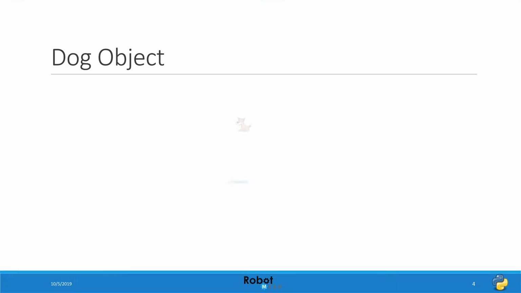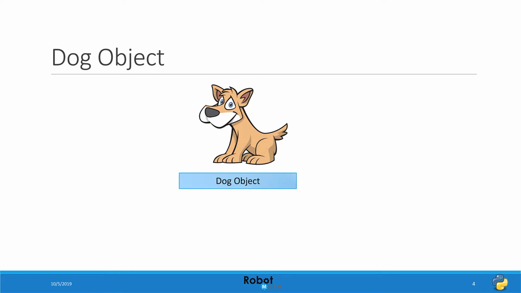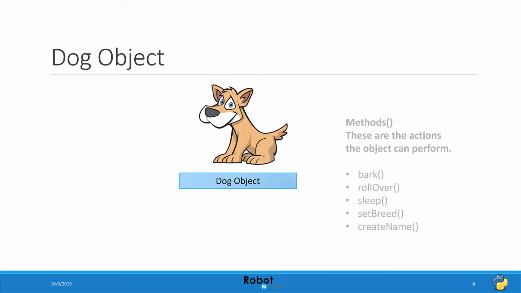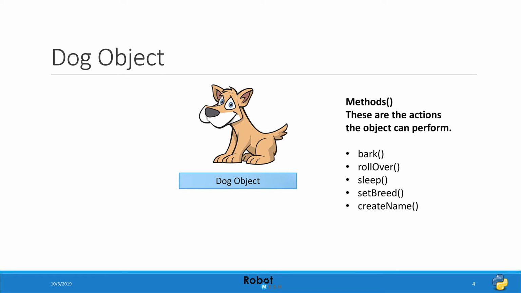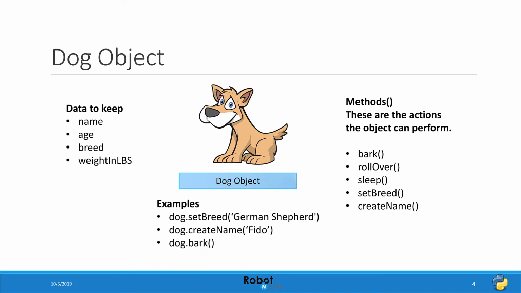Here we have a dog object. Now, our dog can perform various actions called methods, such as bark, roll over, and sleep. There's also data that we might want to keep track of, such as our dog's name, his age, and breed. In this example, we use the dot operator to set our dog's breed, dog.setBreed. We can pass additional data to the method in the form of a text string. So here we see the string 'German Shepherd' in single quotes. And using the dot operator, we can also give our dog object a name or make him bark.